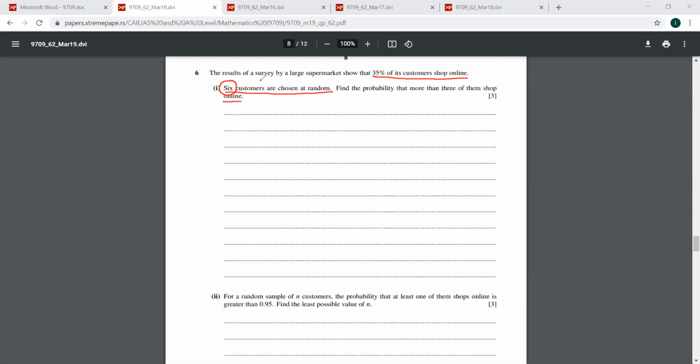Yes. So we are going to assume that the whole population has been divided into two categories: one, those who shop online, and two, those who do not shop online. So we can say that X is binomially distributed, and 6 customers are chosen, and the probability for someone to shop online is 0.35. You will write it like this first of all, and then it says find the probability that more than 3 of them shop online. So we have to find the probability X is more than 3.